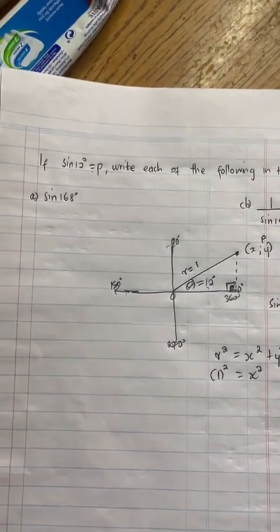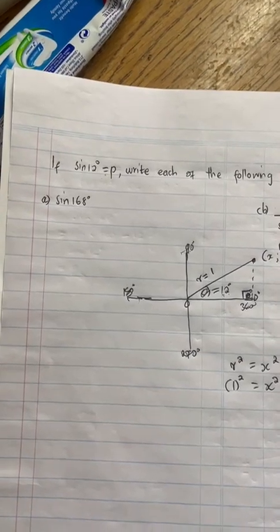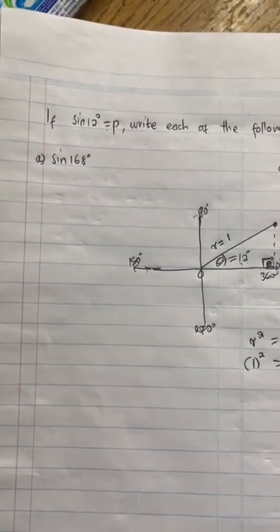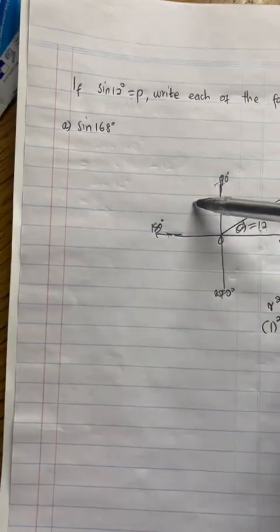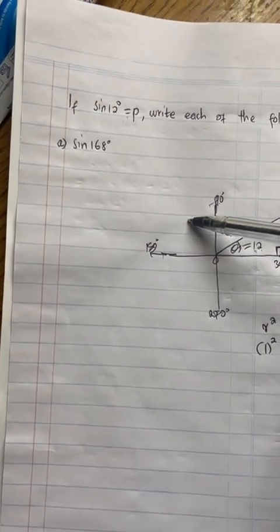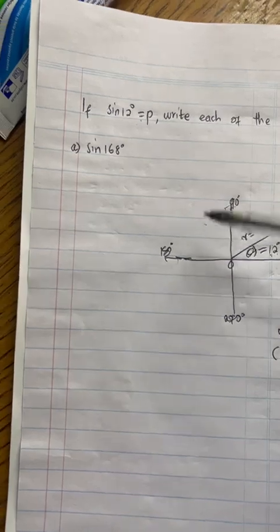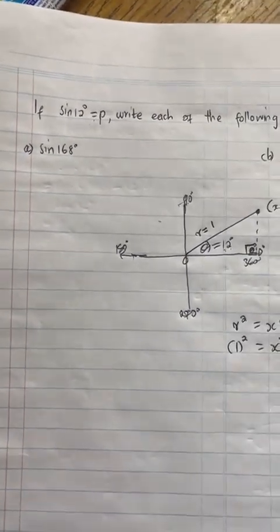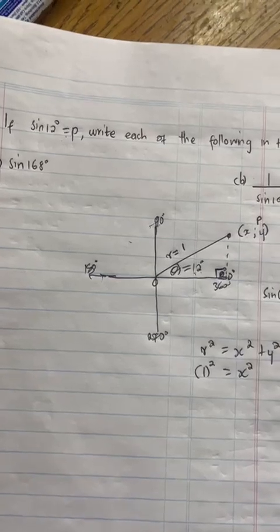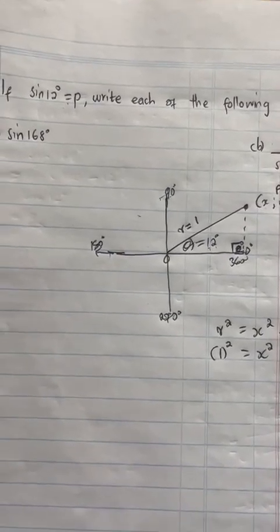The first one says sine 168. So sine 168, we know 168 falls into the second quadrant. Now, we want to reduce this 168. We want to use the reduction formula. You have to use the reduction formula in order for us to get the answer.